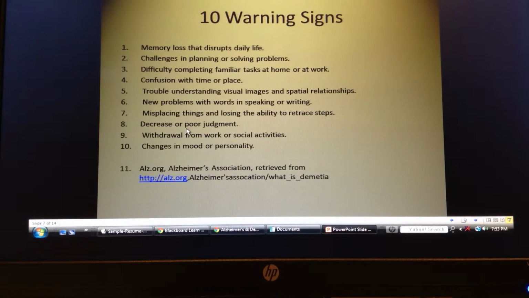6, new problems with words in speaking or writing. 7, misplacing things and losing the ability to retrace steps. 8, decreased or poor judgment. 9, withdrawal from work or social activities. And 10, changes in mood or personality.